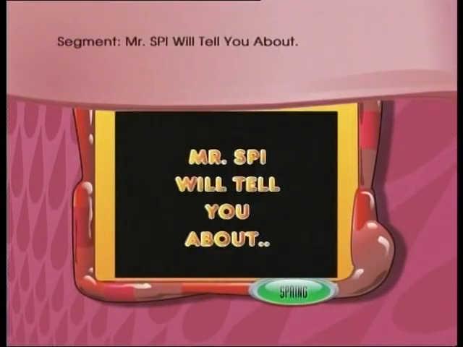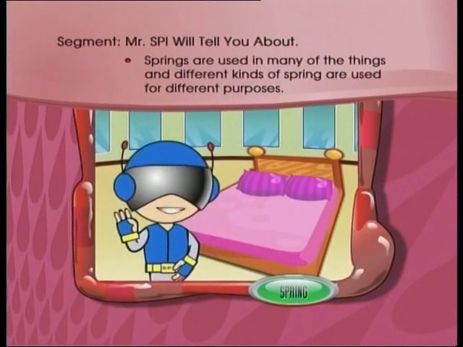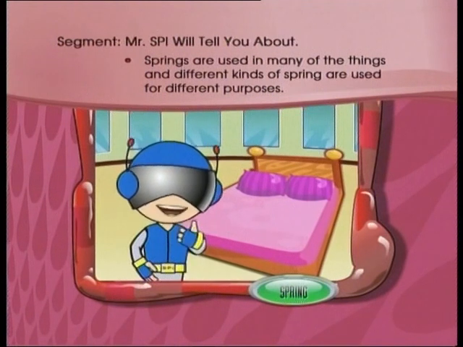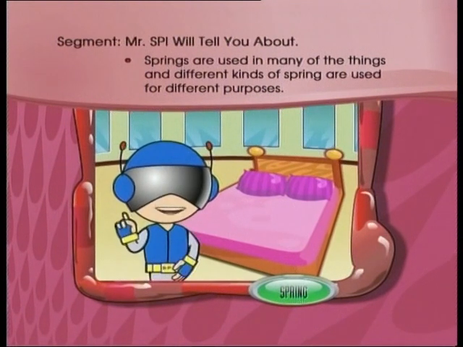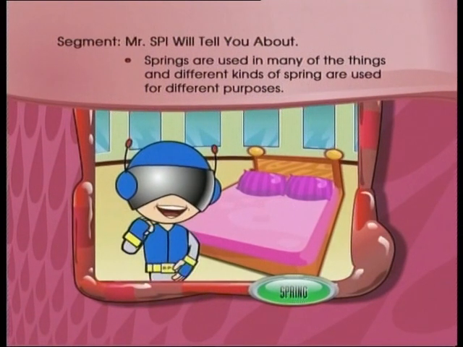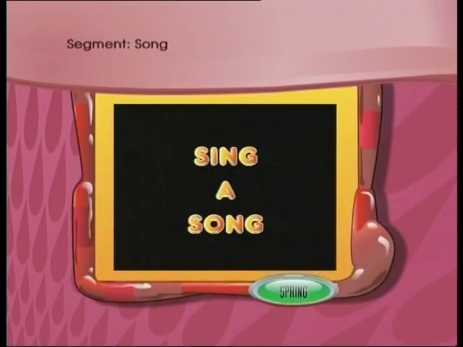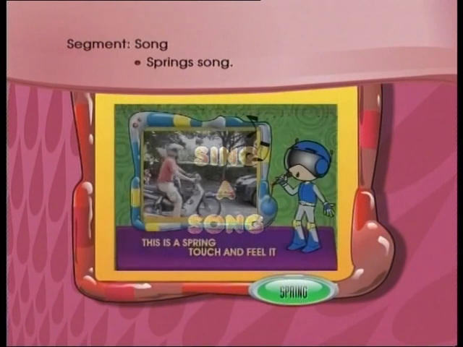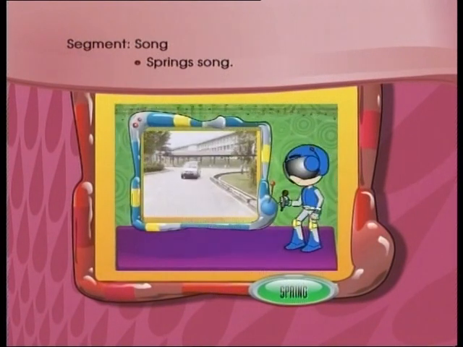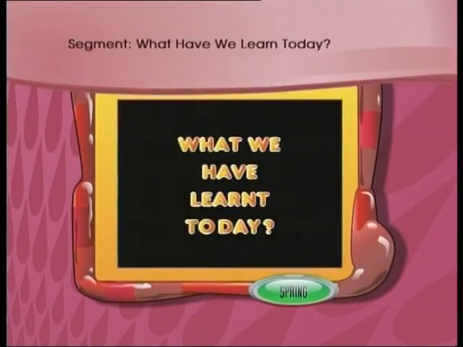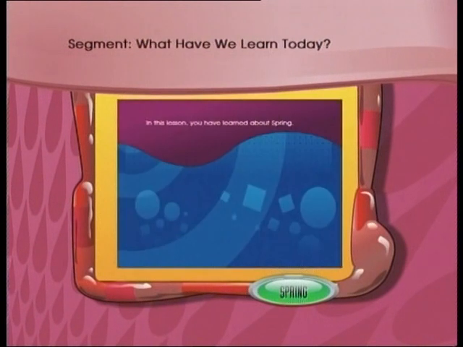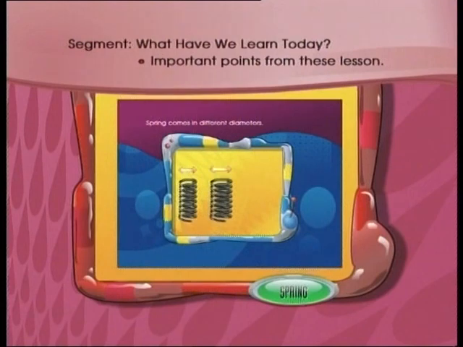In segment Mr. SPI will tell you about, we will learn that springs are used in many of the things and different kinds of spring are used for different purposes. In segment Songs, we will have a fun time singing a song about spring. In segment What Have We Learned Today, we will see the important points from these lessons.